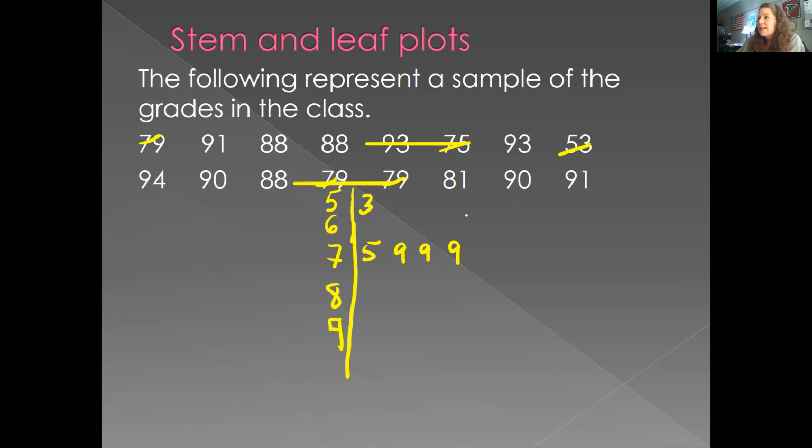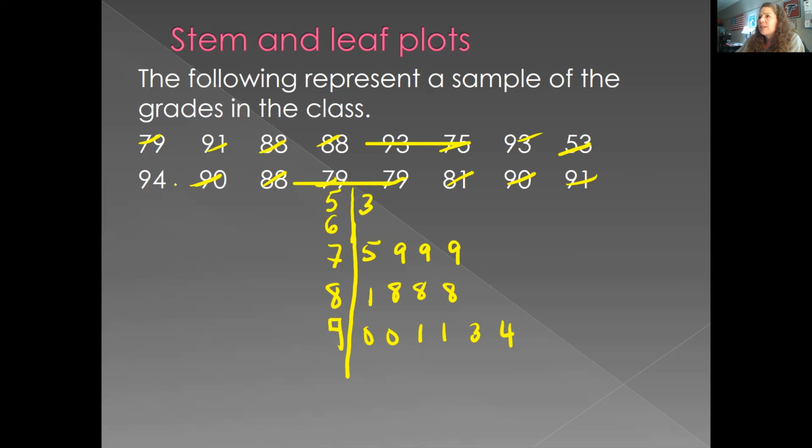Let's do our 80s. So I see an 81. Is that the smallest 80? I see an 81, and then I see 3 88s. 8, 8, 8. And then we have several 90s. So I have 2 90s, and then I have 91, 91, 93, and 94.